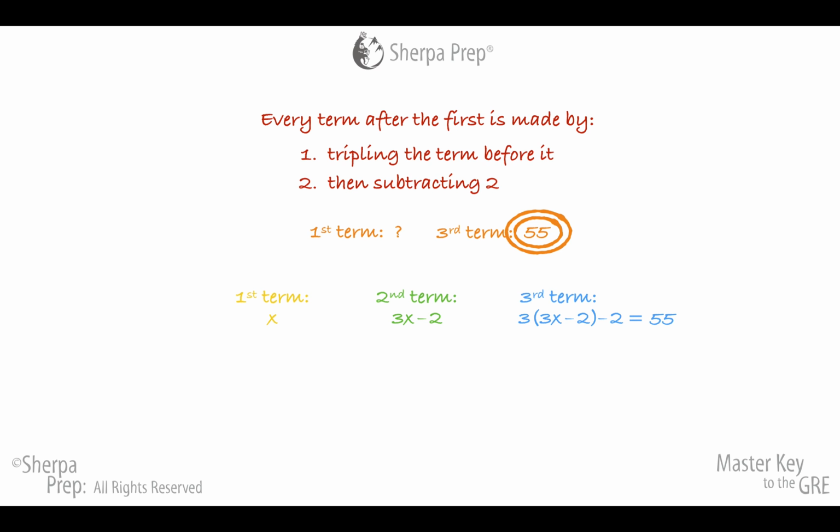Let's do that. Let's add 2 to both sides. Let's distribute the 3. 3 times 3x is 9x, and 3 times negative 2 is negative 6. Next, let's add 6 to both sides. And finally, let's divide both sides by 9, and what we can see is x is 7. And remember, what does x represent? x is the first term in the sequence, and that's what the question is asking for. And that's the fastest, easiest way to know here that 7 is the correct answer.